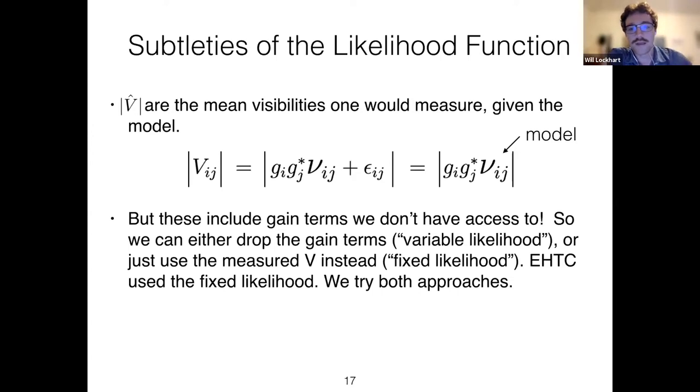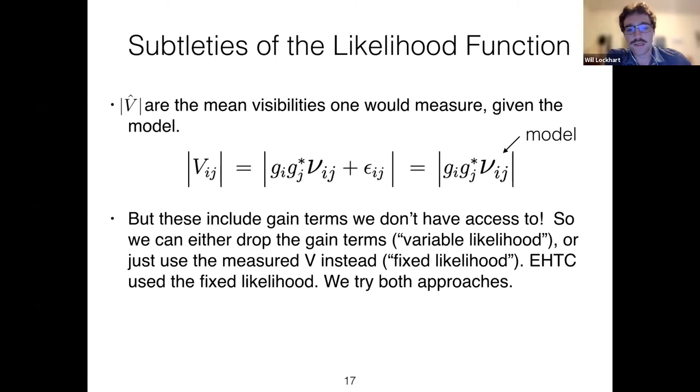And the problem is that if we just take the mean of this Vij, we still have gain terms appearing in that formula. So basically, we stumbled upon this and said, okay, there seem to be two reasonable things to do from here. One could either just drop the gain terms, assume that they're small, or assume that they're very close to one, and use the model visibility in our closure uncertainty formula. Or we could do what the collaboration did, which is to just use the measured visibility, capital Vij instead of this script V.